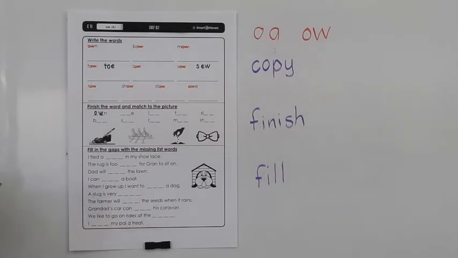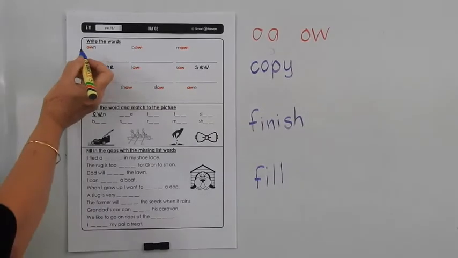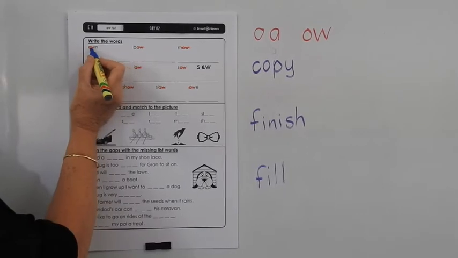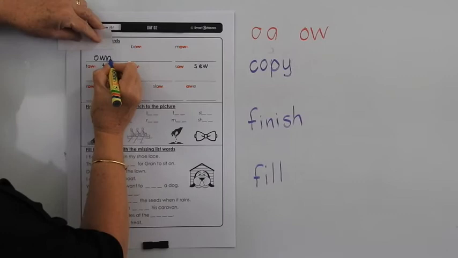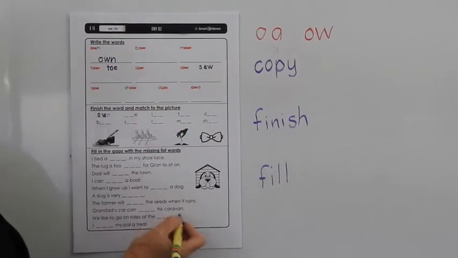Now, let's go back and do that read it, sound it, spell it, write it. So, we're going to go O-W-N, cover it, and write it. You can do the rest of that all on your own. Off you go.